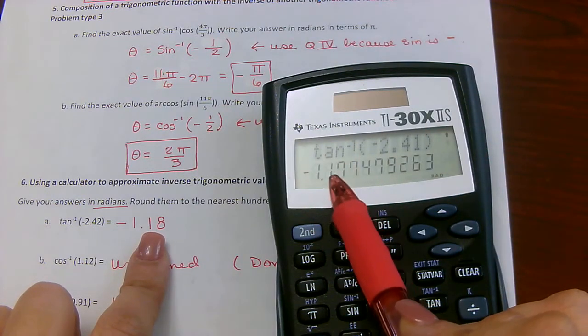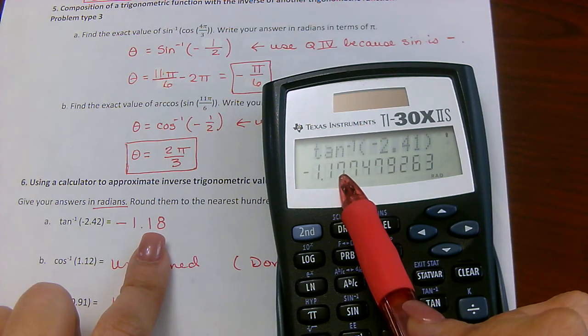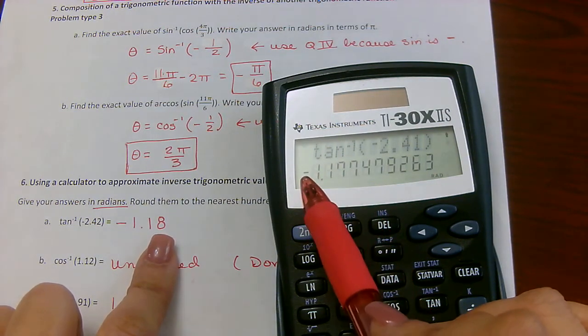It says round to the nearest hundredths, which means 2 decimal places. So when I'm doing the rounding, I'm going to look at the third decimal place. If this number is 5 or greater, you're going to raise this by one number. So instead of a 7, it'll be an 8. Don't forget the negative.